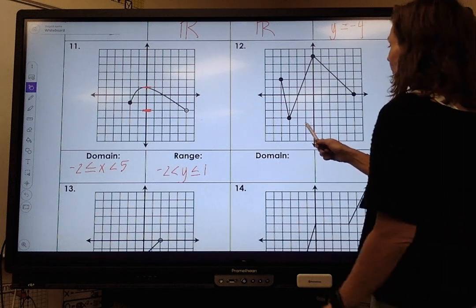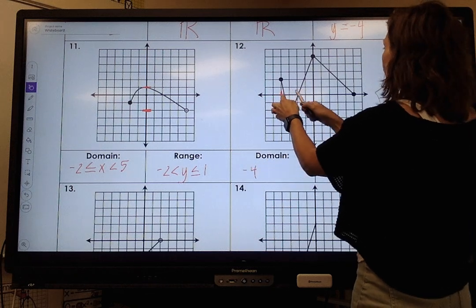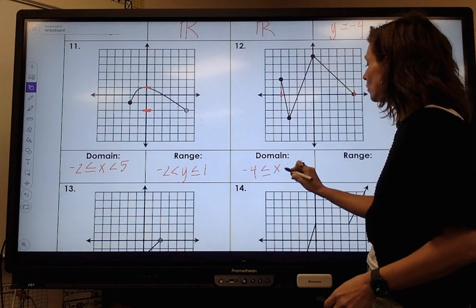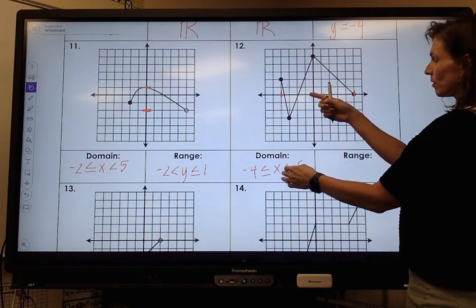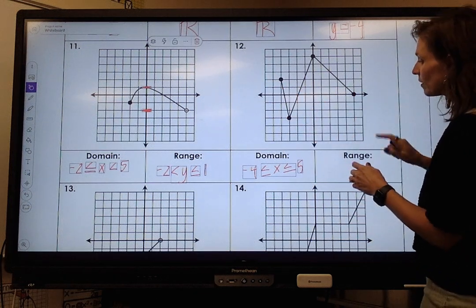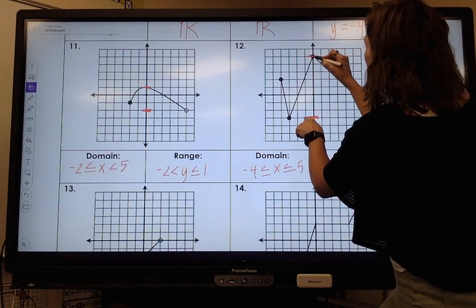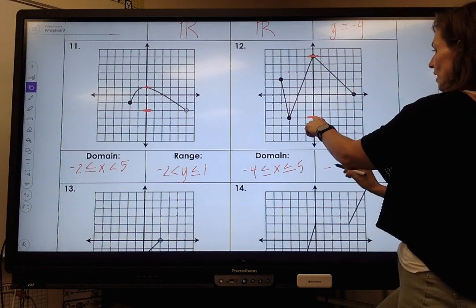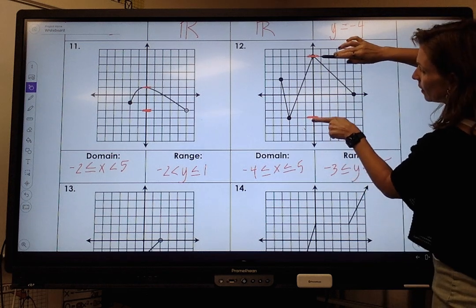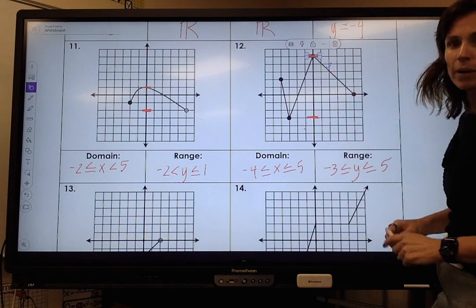Look at number 12. How far left does it go? All the way to -4. How far right does it go? All the way to 5. They're all closed circles, so -4 is less than or equal to x, which is less than or equal to 5. Those are my boundaries. Now, let's look at the range. It goes down to -3 and up to +5. So range is -3 is less than or equal to y, which is less than or equal to 5. That's what my range is.